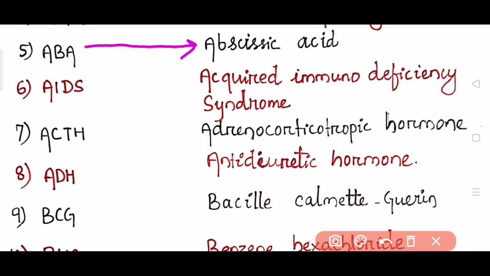Then AIDS. The full form of AIDS is acquired immunodeficiency syndrome. It is a chronic life-threatening condition which is caused by the human immunodeficiency virus known as HIV. This virus damages our immune system. It lowers the body's ability to fight against infection and disease.